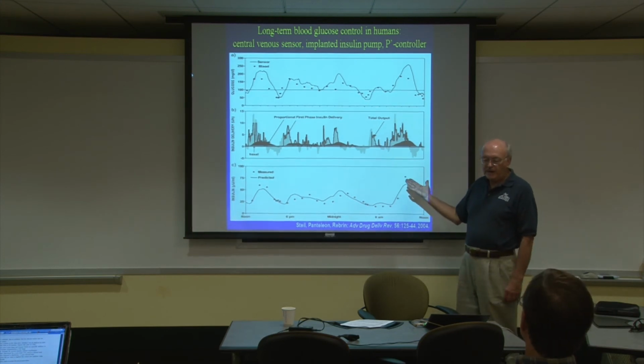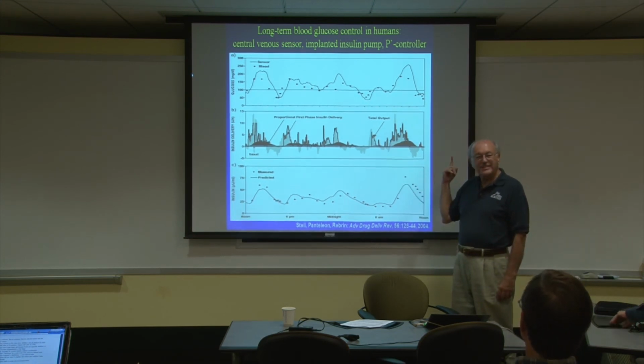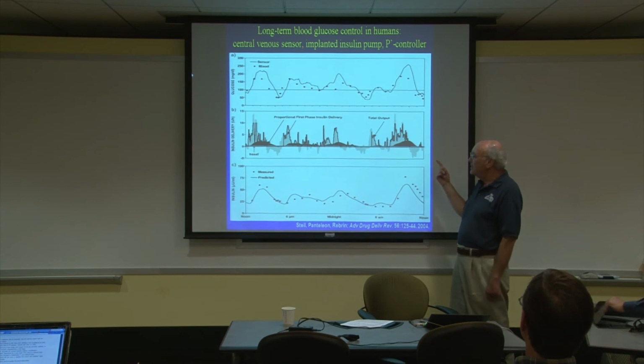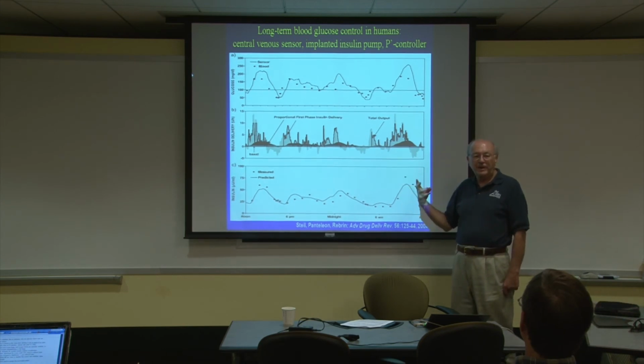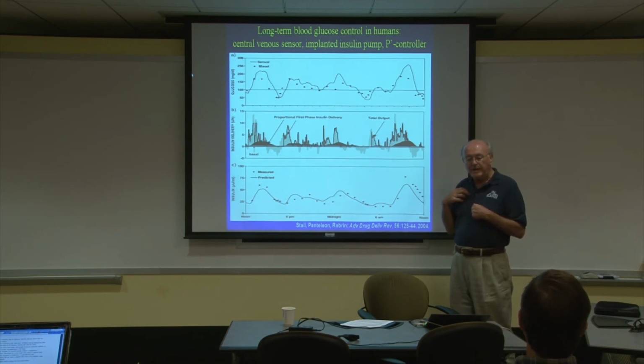So the point of this slide is that there have been at least one person, and probably about 20 now, who've had artificial pancreas, with implanted insulin pump, implanted central venous glucose sensor, and had their diabetes controlled. Okay, and some of these go out as far as a year and a half in about half a dozen patients. I don't think it'll ever be a product, though.